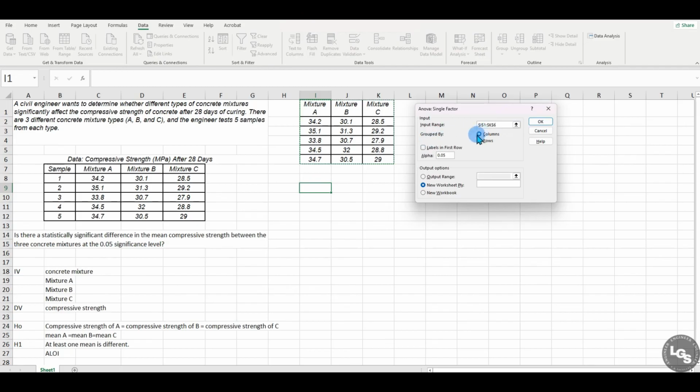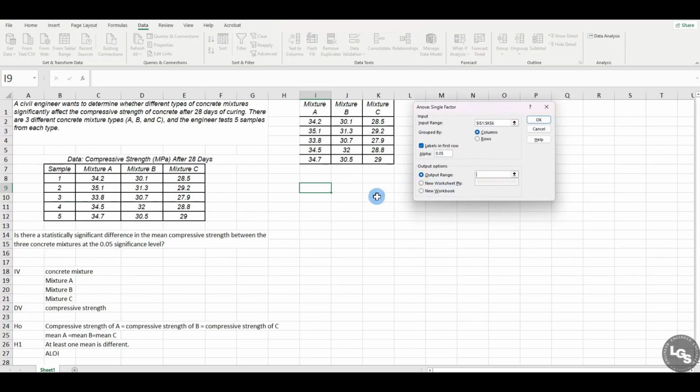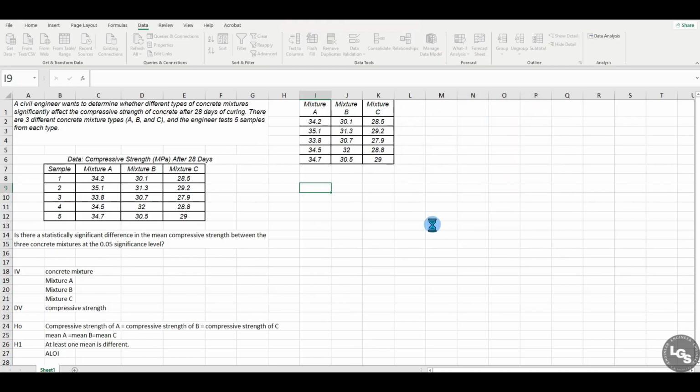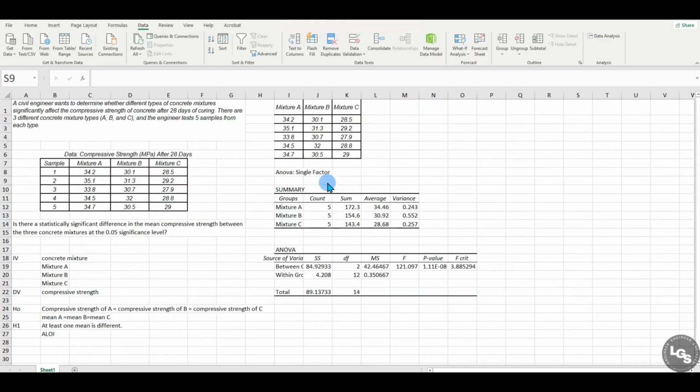Group by, so we will choose the columns because we group the data by column. Then for this one, we need to check labels in first row because we have included the labels. Then for the alpha, we will not change this because based from the problem, the significance level is 0.05. So this is okay. Then for the output range, we can choose any blank cell. Then click on OK. So here is the result for the ANOVA single factor.